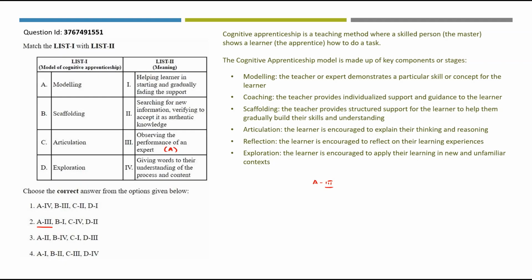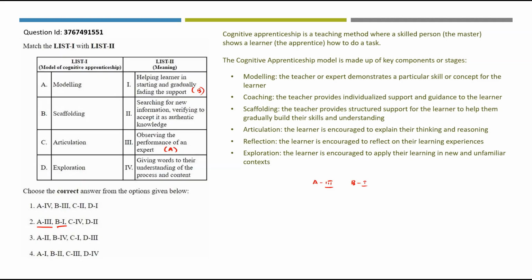Coaching. The teacher provides individualized support and guidance to the learner. Scaffolding. The teacher provides structured support for the learner to help them gradually build their skills and understanding. Once they come to a stage, this support might be removed. So here we can say helping the learner in starting and gradually fading the support for scaffolding. B will be mapping to 1. What about articulation?